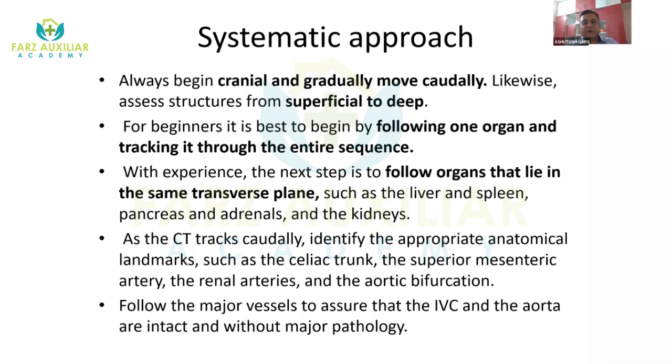As the CT tracks caudally, identify the appropriate anatomical landmarks like the celiac trunk, superior mesenteric artery, renal artery and aortic bifurcation. Follow the major vessels to ensure that the IVC and the aorta are intact and without major pathology, because sometimes you get an aortic dissection. You should not miss those fatal diagnoses.